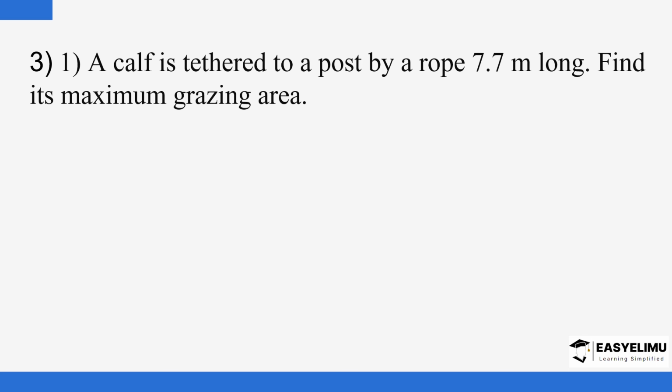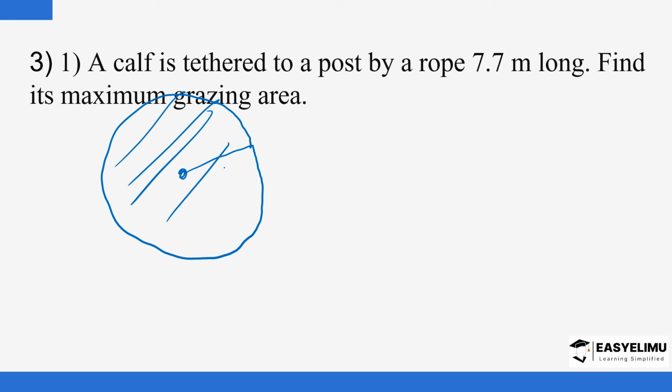So the final one is a calf that is tethered to a post by a rope. So you see now, this is a calf that is tethered. As it moves around, this rope traces some area that tends to be circular in shape. So this area here is the area that is traced by the rope that is tethering the calf. So the calf is here, the rope is this one here, and the tethering is done at this point. It's fixed. This rope is fixed at this end.